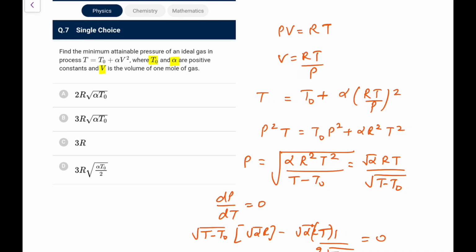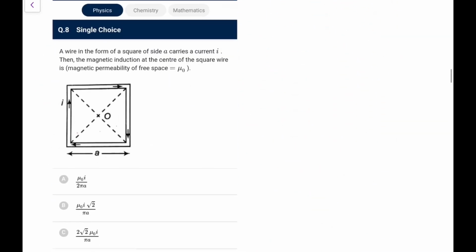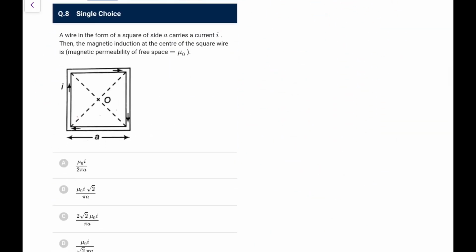Now put the value where it was. So this is P minimum, root alpha R, this is 2 T0, and this would be root of T0. So what we are left with is 2R root of alpha T0. This is option A. So again, a slightly calculative one, but finally we can do this.